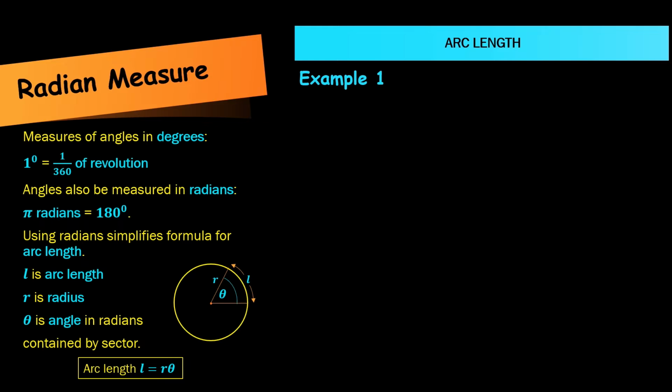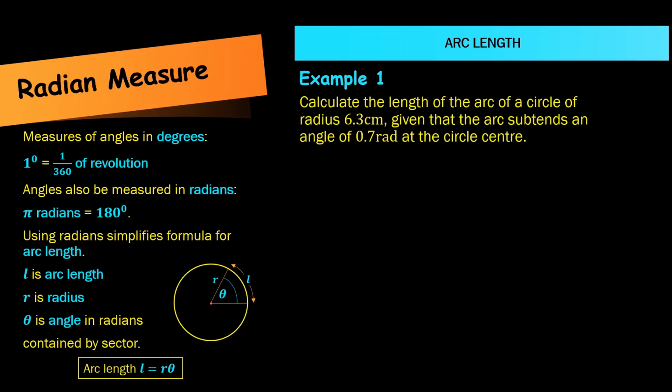Let's take a look at an example. Pause the video and have a go. Press play when you're ready to view the solutions. So let's solve this. We are required to calculate the length of the arc of a circle of radius 6.3 centimeters, given that the arc subtends an angle of 0.7 radians at the circle center.